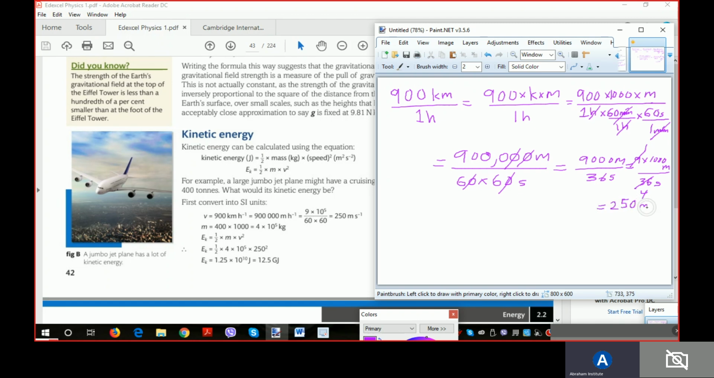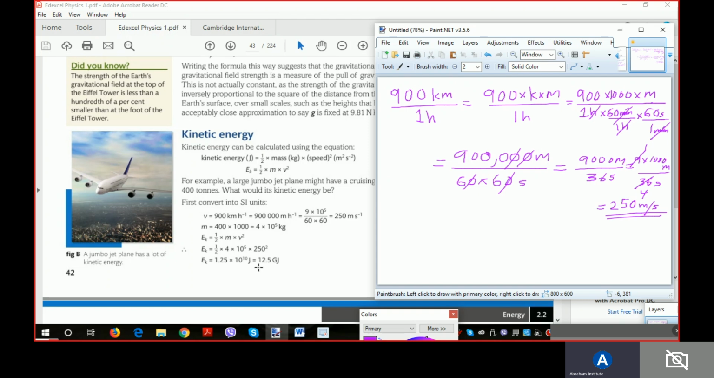250 meters per second. And once you get the answer, check whether your answer is sensible. Okay, so 250 meters per second. Now, since it's an aeroplane, yes, it can travel at this speed, in 1 second, 250 meters. Okay, now this is how you convert. After that, substitute this for V in the equation, and you will get the answer in joules. And you can see this is the answer. It's 10 to the power 10.